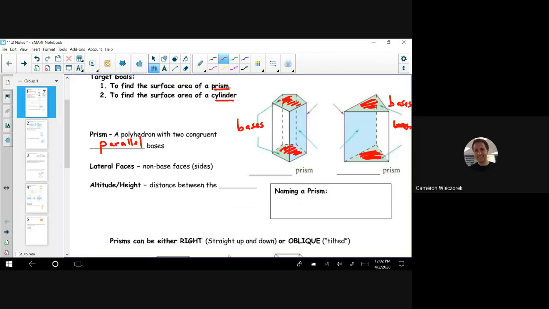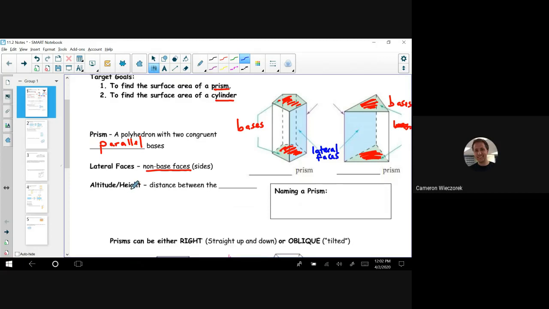Bases. The lateral faces are all of the faces, all of the polygons surrounding the figure that are not bases. So we call them the non-base faces. Kind of rhymes. In my first one, all of the rectangles surrounding that shape would be my lateral faces because they're not my bases. They actually intersect each other in an edge. So all of those rectangles here are going to be my lateral faces. Same thing in this one over here. All of the rectangles that you see surrounding it that are not bases are my lateral faces.